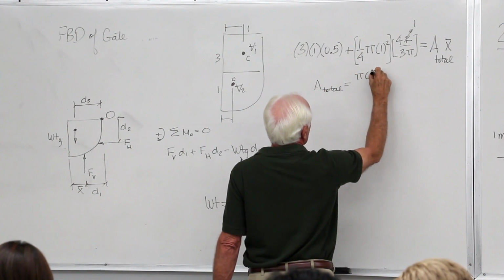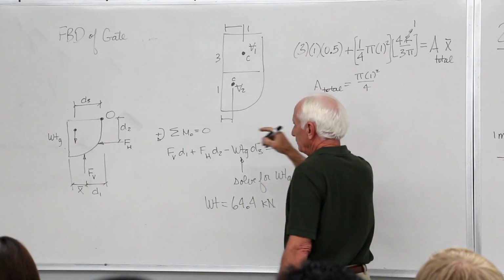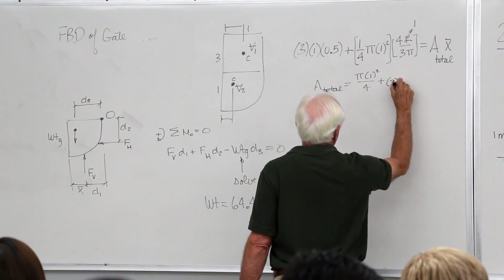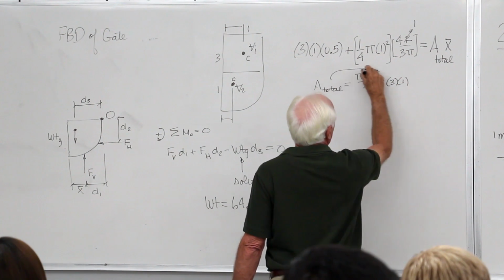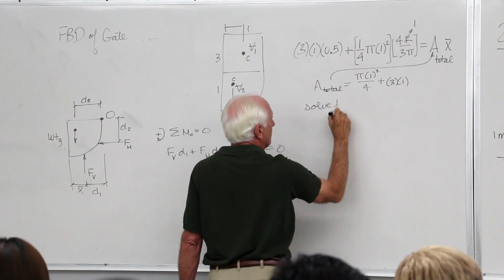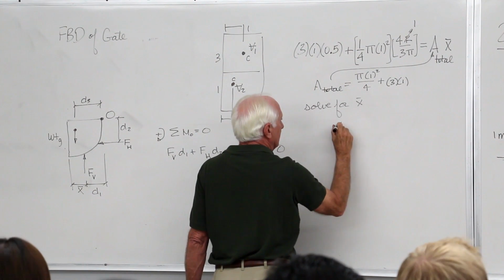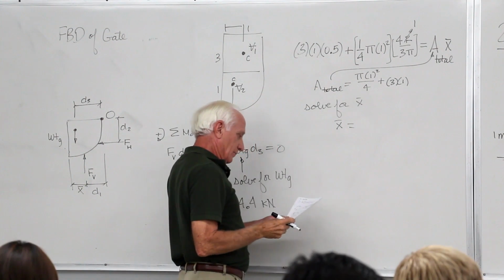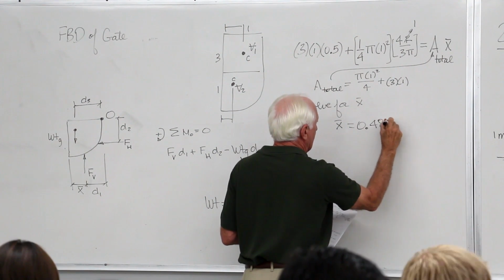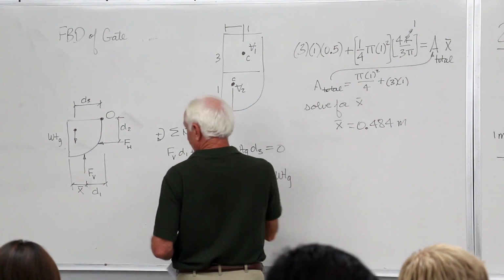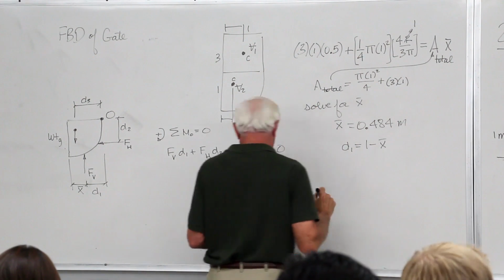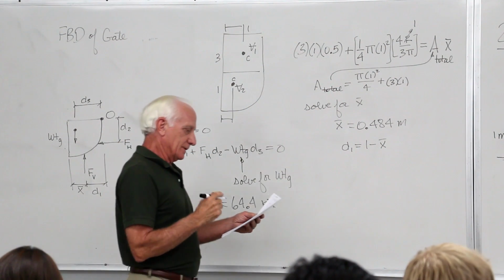pi times 1 squared divided by 4, plus 3 times 1. Put that total area in there, solve for x bar. Get x bar equal 0.484. So that means that D1 then is 1 minus x bar. I didn't calculate that up, that's what it is.